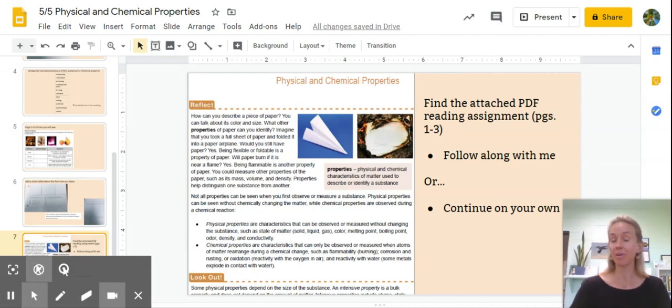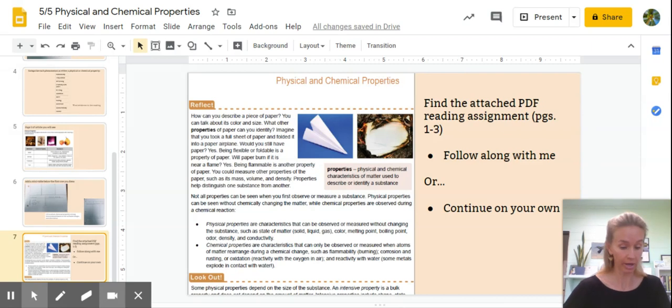And here come the chemical properties. So these are characteristics that can only be observed or measured when atoms of matter rearrange during a chemical change, such as flammability, such as during burning, corrosion and rusting, or oxidation, that is reactivity with oxygen in the air, and reactivity with water. Some metals explode when they come in contact with water.